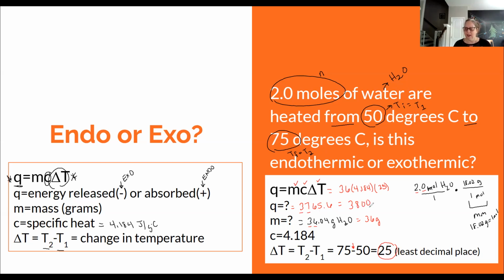If I owed you $3,700 and I gave you $38 and said, oh, close enough because of sig figs, you would not be happy. It has to be in that same ballpark. 3,800 joules. This guy is a positive. So that means this reaction is endothermic. Okay, and the water was heated. If the water is going to be heated, it's going to be taking that energy inside. Double check that makes sense that it is endothermic.